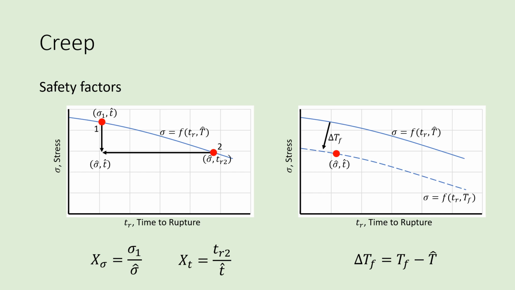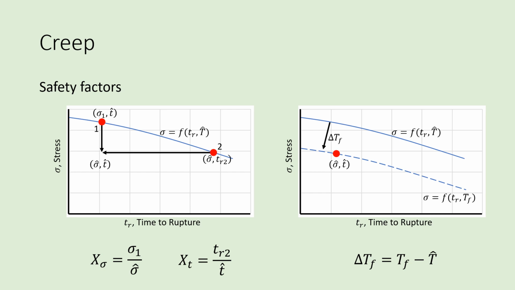Consider now a combination of stress and time, which are your operating stress and time for a component being analyzed, and they are defined as sigma hat and little t hat. To prevent failure from occurring, this point must lie on or below the blue curve. If it lies above the curve, then failure will occur. Now consider a point on the curve, 1, which is the failure stress sigma sub 1 that corresponds to your operating time t hat. The ratio of sigma 1 to your operating stress sigma hat gives you a factor of safety, which is defined in the bottom left-hand corner of the slide.